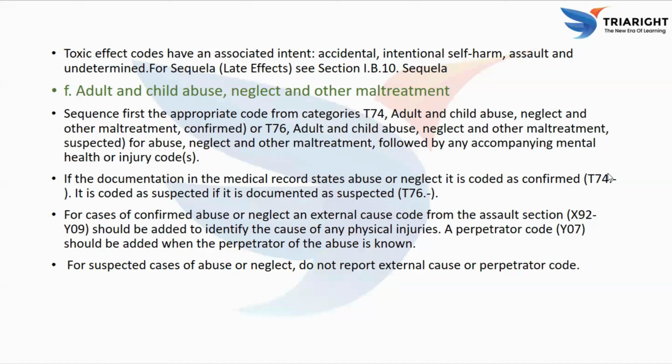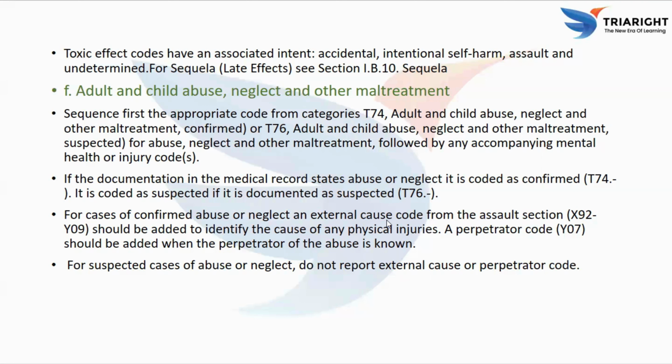Confirmed abuse, you have to code in the range of T74. This is used when documentation states abuse, neglect or maltreatment, with no words like possible or suspected. Whereas suspected case T76 is assigned whenever documentation states suspected abuse, possible neglect or rule out abuse. So do not code this as a confirmed one. It is still unconfirmed, it is still a doubted one.